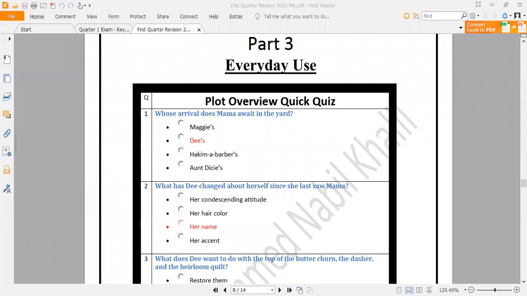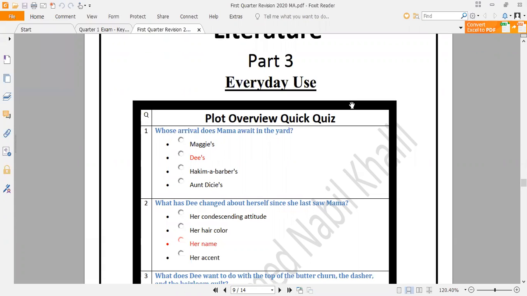So let's begin. Please open your revision sheets. We're gonna revise the literature part, as we've already completed the grammar and the vocabulary. You have a separate sheet. Before we begin the literature, do you have any questions regarding the grammar section?